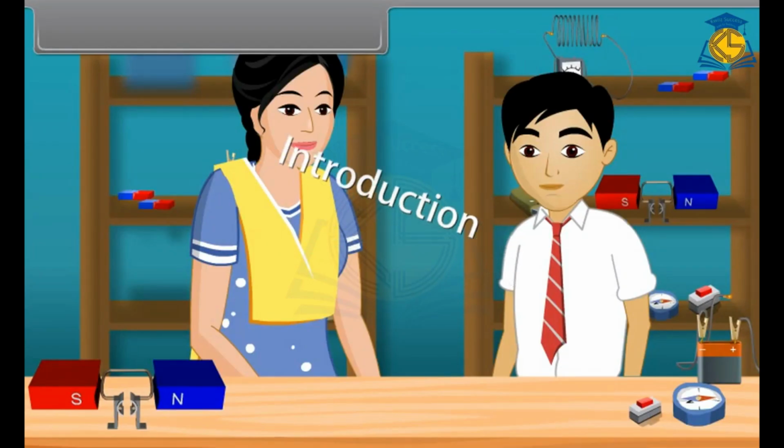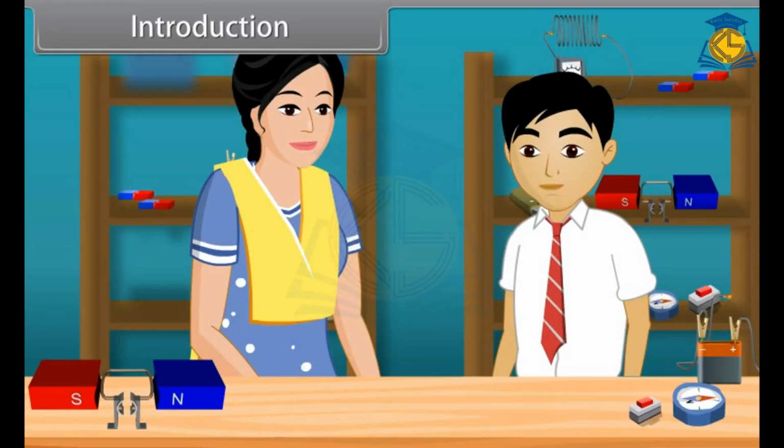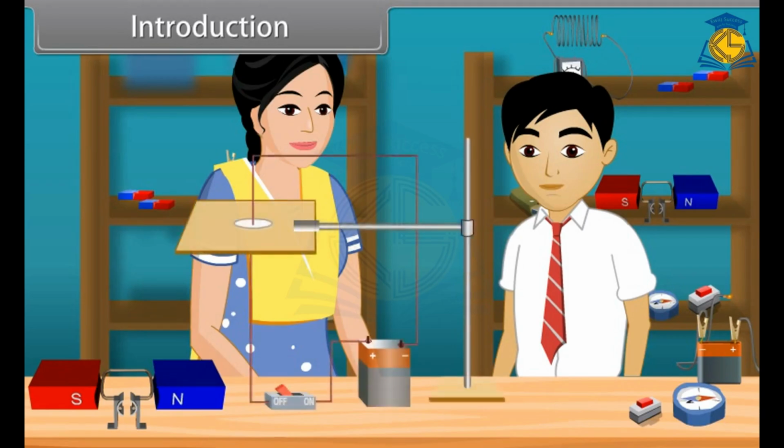Introduction. Today, our physics teacher is going to perform an experiment in the physics lab. She starts the experiment in front of the students. She took a cardboard having a hole at the center. She made an electronic circuit and passed the wire through that hole. Then, she sprinkles the iron dust on the cardboard uniformly. After setting up the arrangement, she switches on the circuit.